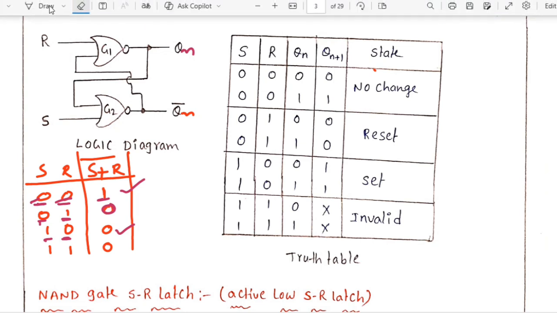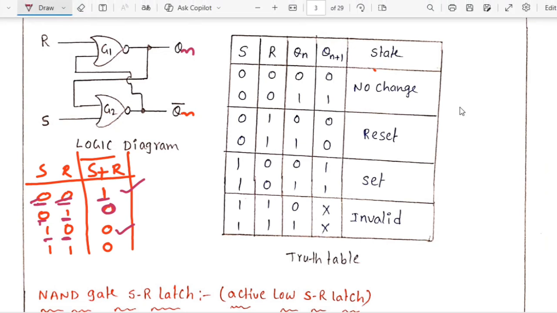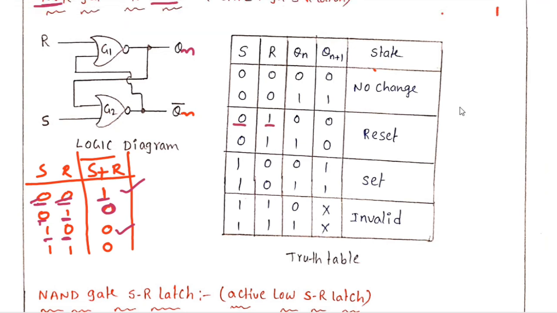Now I am giving 0 1 as my input. So S equal to 0, R equal to 1. As usual I don't know my previous state Qn, that's why I'm assuming Qn is 0. So this 0 is coming here. Now both are 0 0. What is my output? 1. So it produces a 1 as my output. Now this 1 is going to the input of this. Now both are 1 1. When both are 1 1, what is my output? 0. Now my next output is 0.